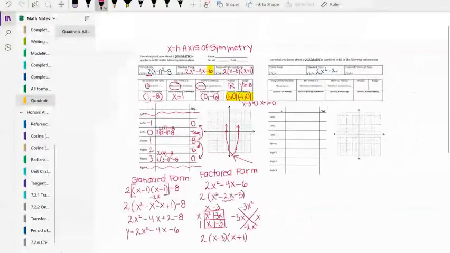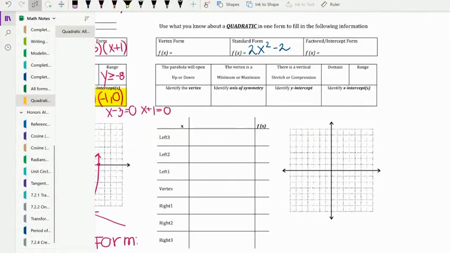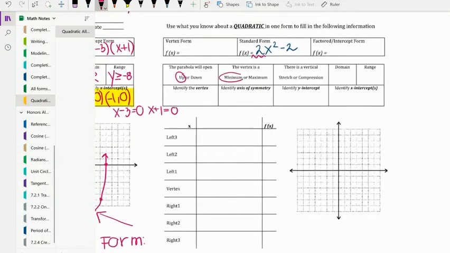So we're going to do this next one together. So same thing. Okay, so this time we were given standard form. So let's answer the questions that we think we can. So this parabola will open up or down. So remember, for that, we just look at the a value. So since it's positive, it opens up, okay? We should kind of know now that the vertex, if it's opening up, will be at the bottom, which will make it a minimum, okay?